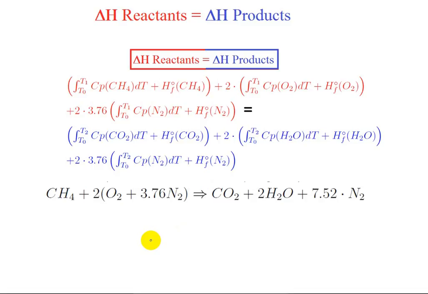Here I've written the enthalpies for reactants and products. I know this looks complicated, but let's go through it. The red elements represent the reactants and blue the products. If we solve this equation for T2, that is the flame temperature. You see T2 appears here, here, and there. All right. We see three sets of parentheses on each side of the equal sign. 1, 2, 3, 1, 2, 3. Why?